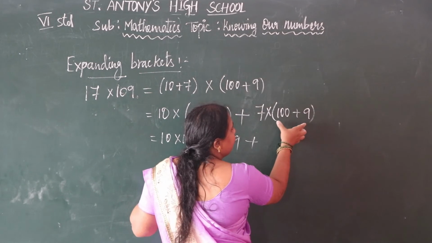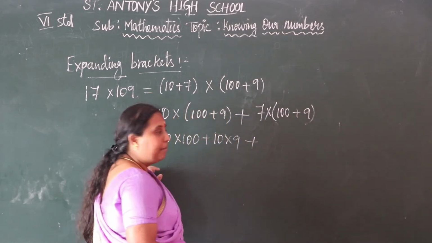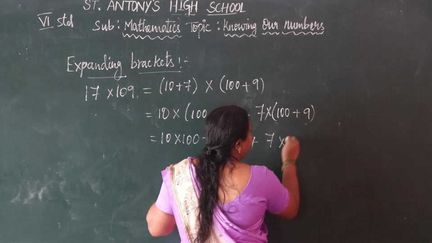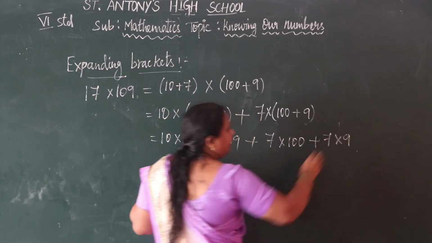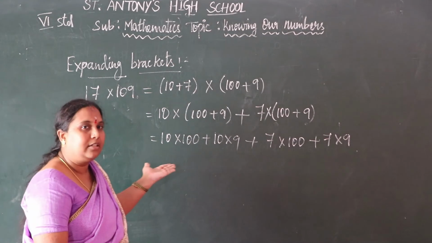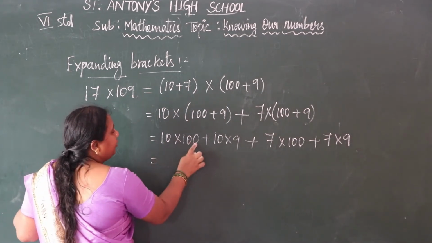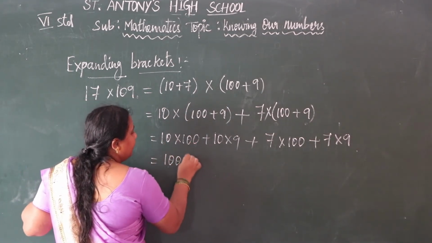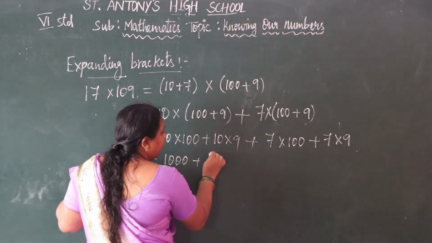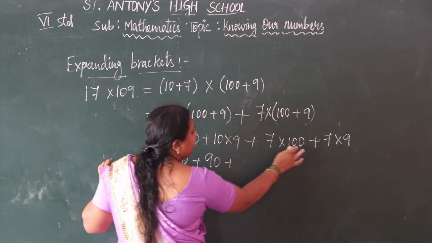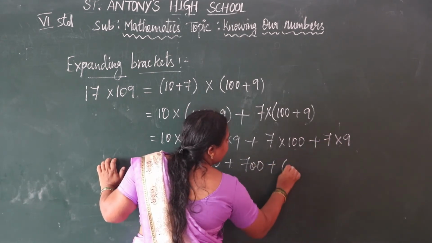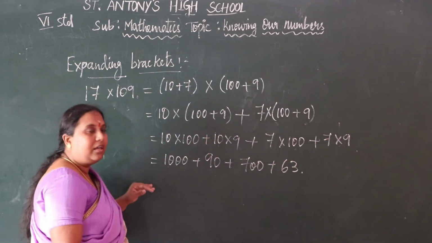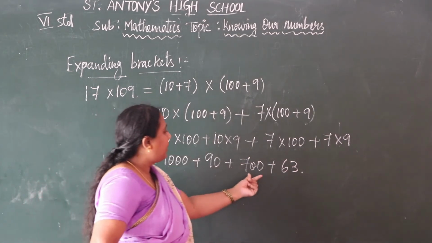Then we move on to this number. Here also we are expanding the bracket. So 7 into 100 plus 7 into 9. Okay. So here 10 into 100, 1000, plus 10 into 9, 90, plus 7 into 100, 700, plus 7 nines are 63.